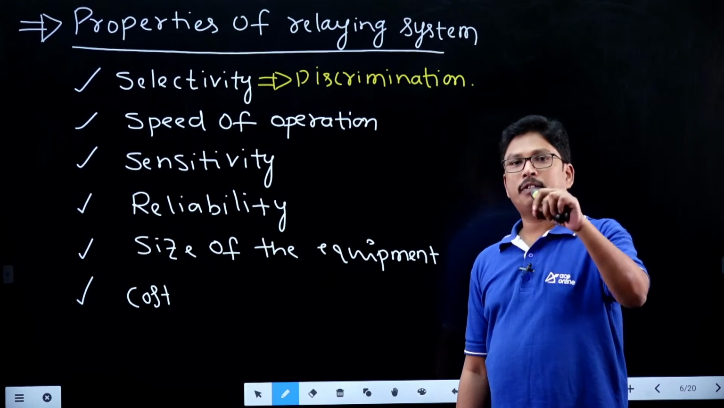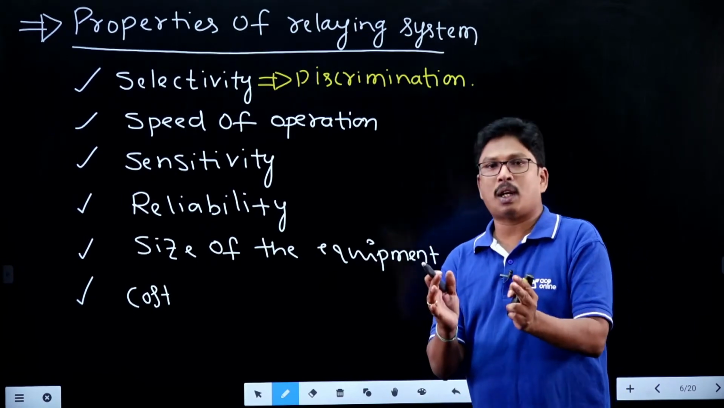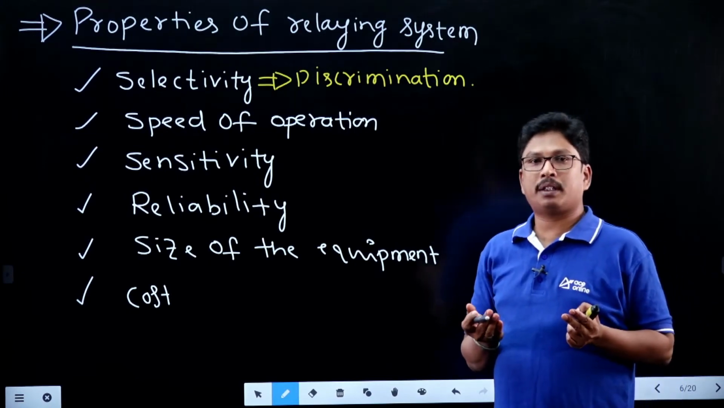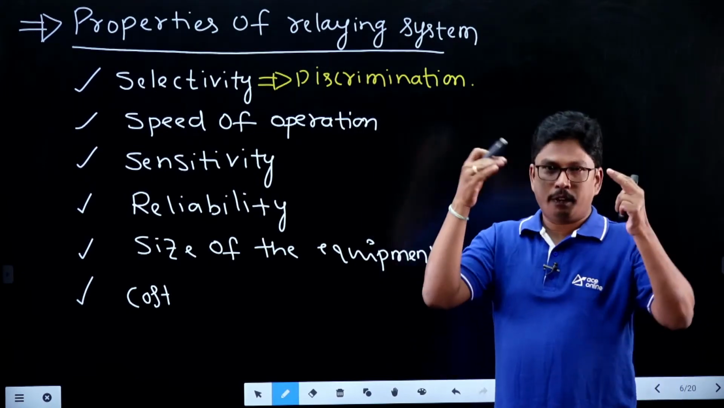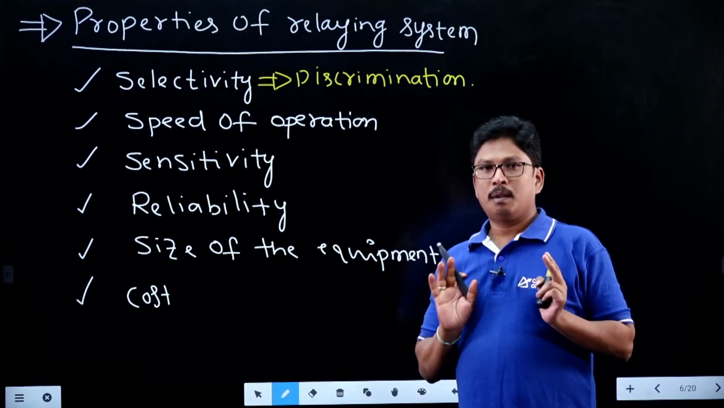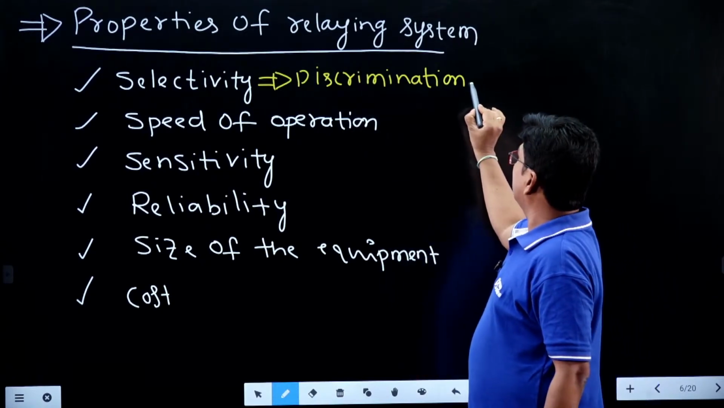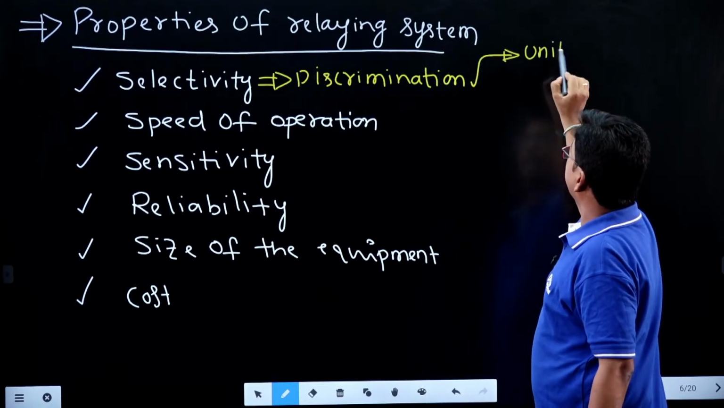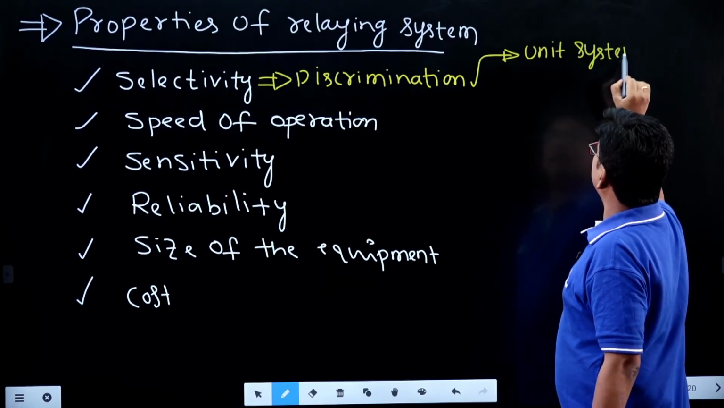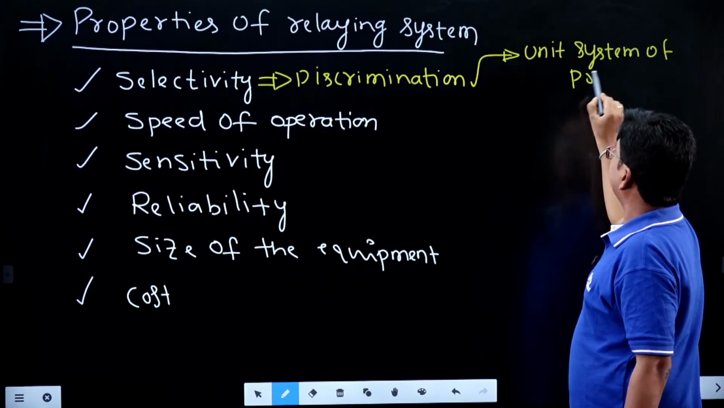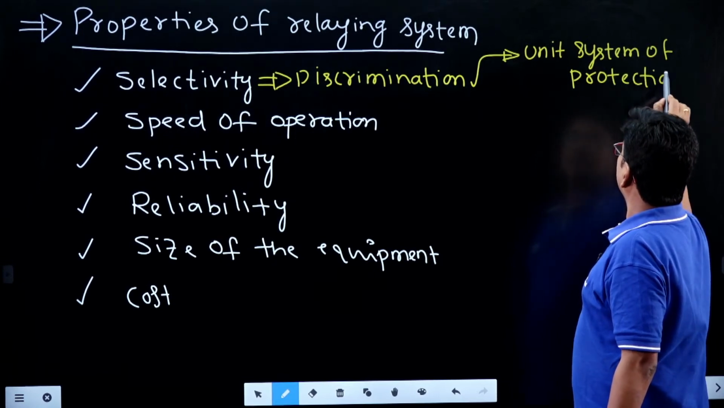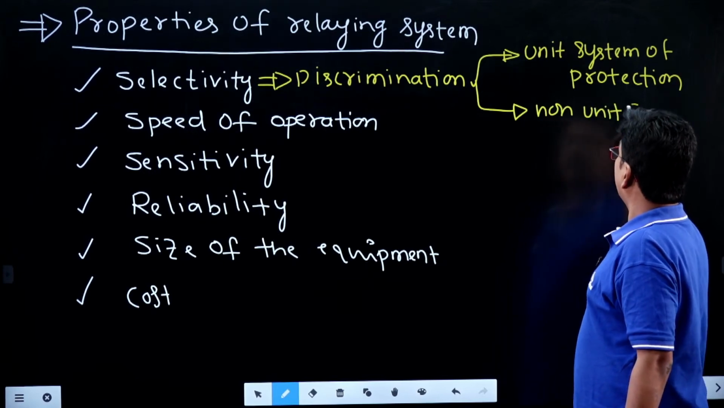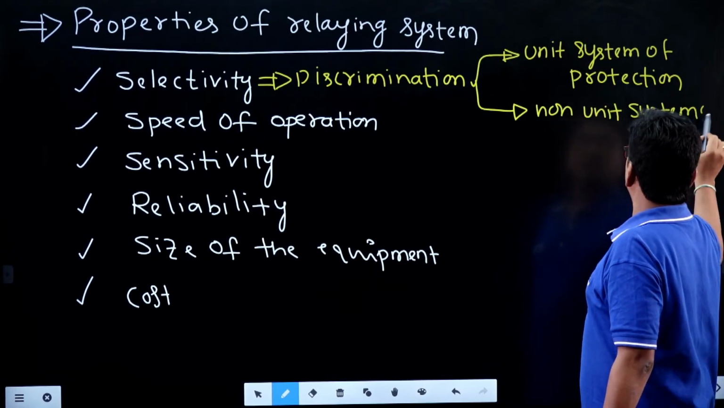Unit system of protection means the relay is going to operate for the faults which are within the zone of protection. Non-unit system of protection means the relay will operate for the faults within the zone as well as outside of the zone of the protection also, right? So whenever the fault occurs, discrimination can be achieved by the unit system of protection and the non-unit system of protection.